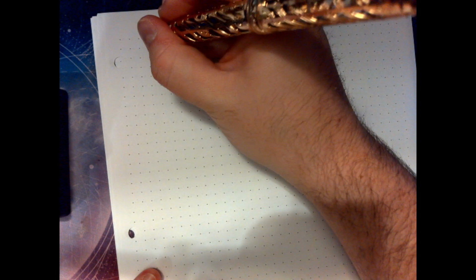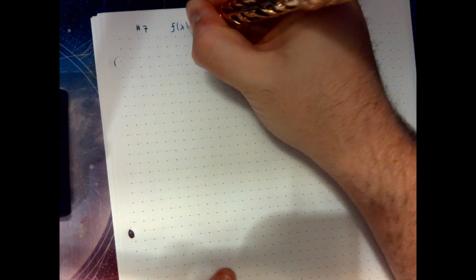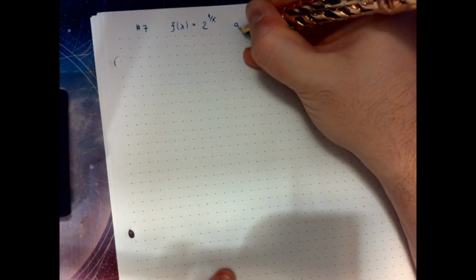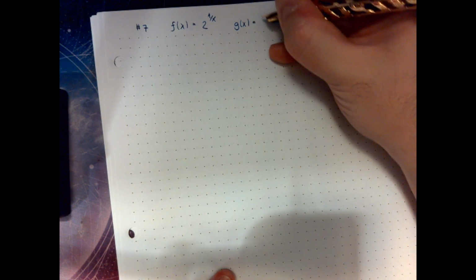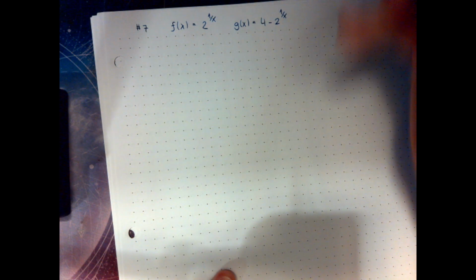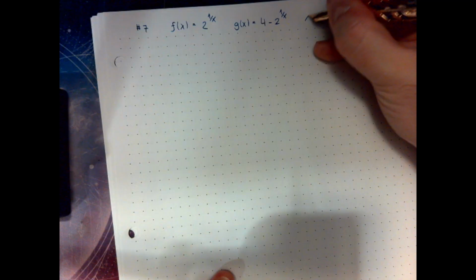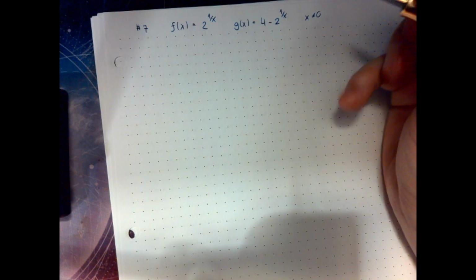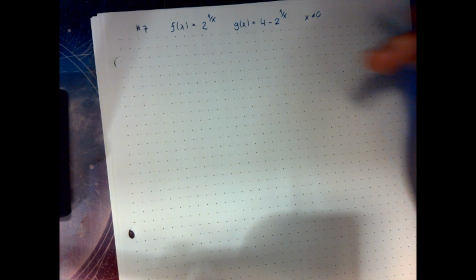Getting into our second question that's also numbered 7, let me just read it carefully here. Consider the functions f and g defined by f of x is equal to 2 to the power of 1 over x, and g of x is equal to 4 minus 2 to the power of 1 over x, where x cannot be equal to 0. Find the coordinates of P, the point of intersection of the graphs of f and g.